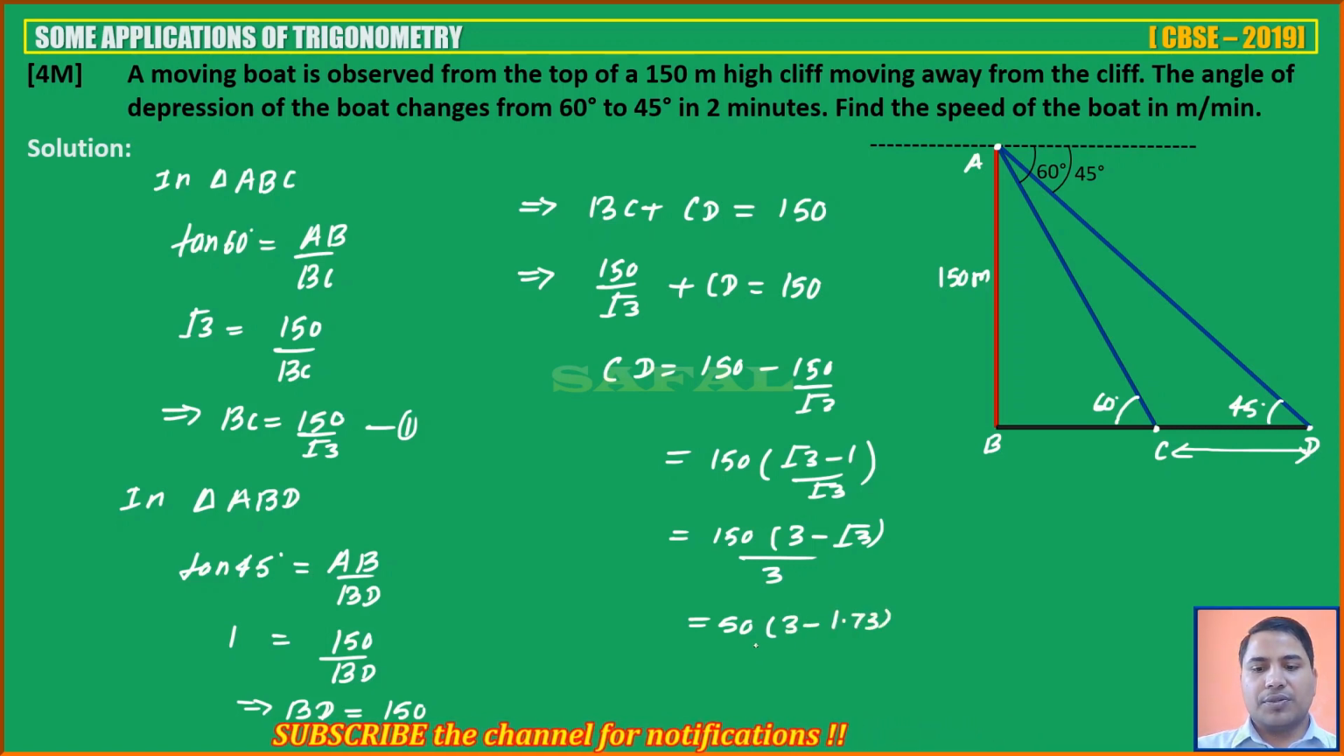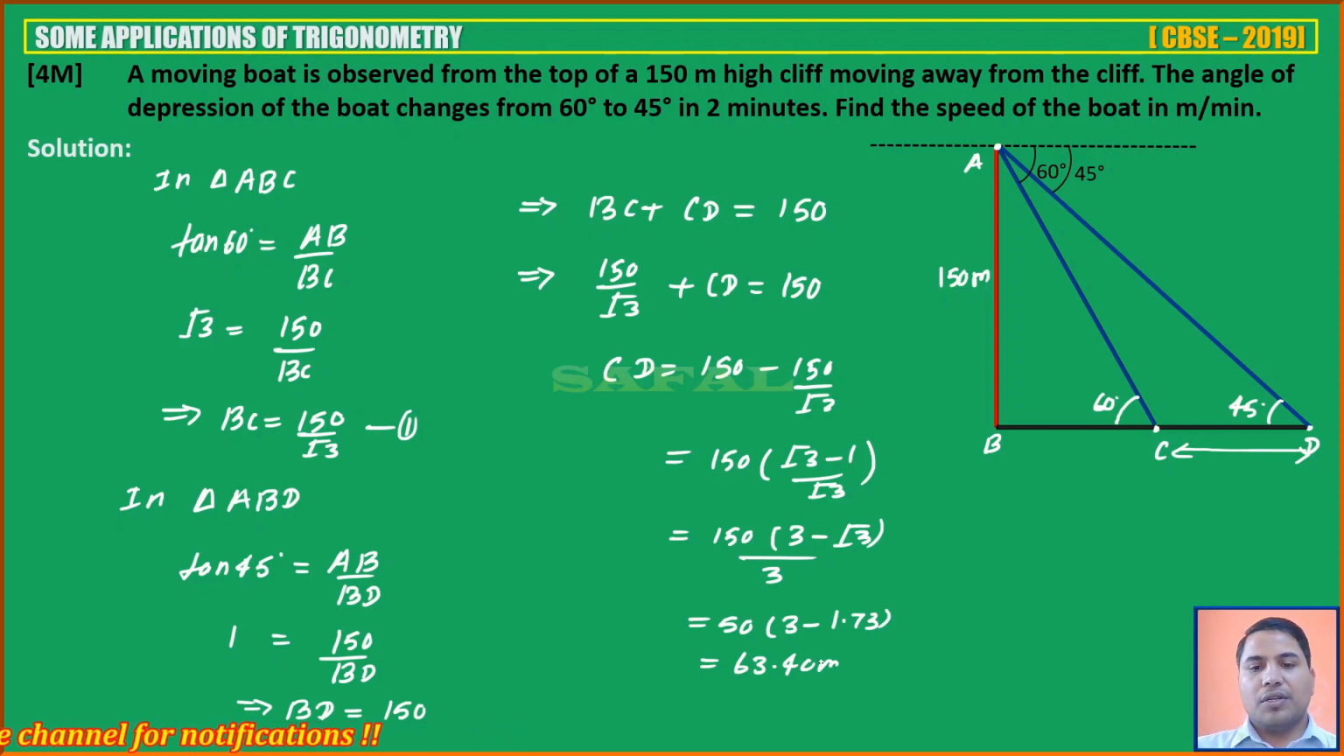1.73). So this is the distance, approximately 63.40 meters. This is the distance the boat has traveled. Now speed is distance by time, so I can find the speed. Distance is 63.40 and time taken is 2, so this is approximately 31.70 meters per minute. So it was a good question.